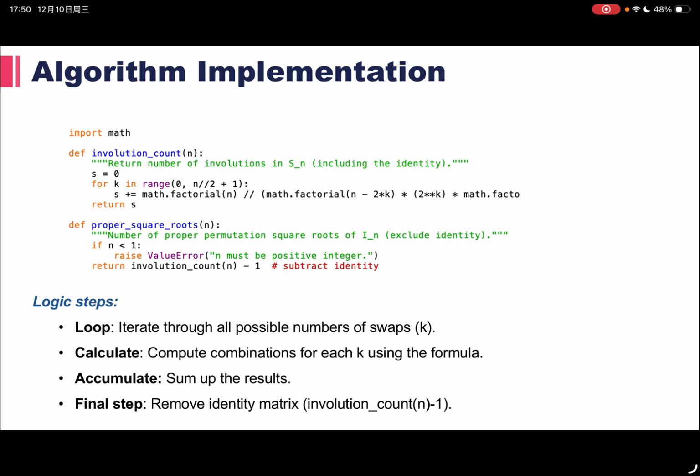And here is the Python implementation. The logic is straightforward and efficient. To start, I iterate through all possible numbers of swaps k. Inside this loop, for each k, I compute the specific combinations using the factorial formula. Then I add this result to our running total S. Finally, once the loop is complete, I subtract 1 from the total. This crucial last step ensures we exclude the identity matrix, leaving us with only the proper square roots.